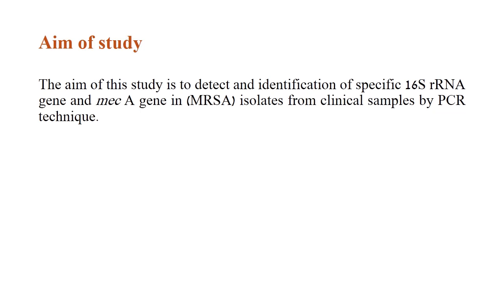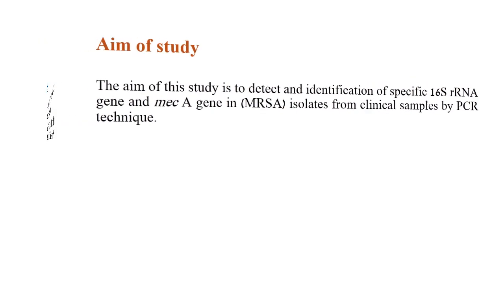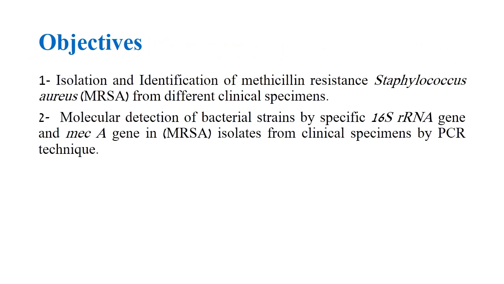Aim of study. The aim of this study is to detect and identify the specific 16S rRNA gene and mecA gene in MRSA isolates from the clinical samples by PCR. Objectives. Number 1, isolation and identification of methicillin-resistant Staphylococcus aureus, MRSA, from the different clinical specimens. Number 2, molecular detection of the bacterial strains by specific 16S rRNA gene and mecA gene in MRSA isolates from the clinical specimens by PCR.